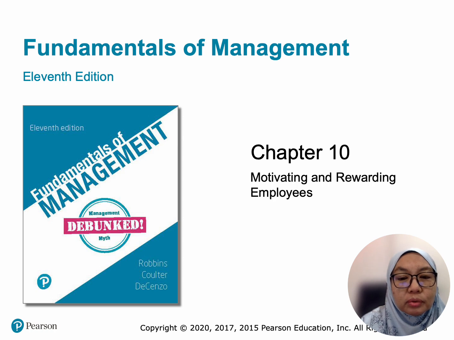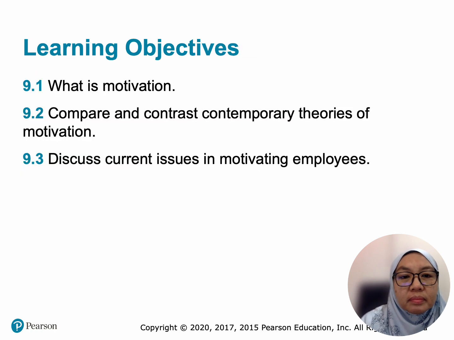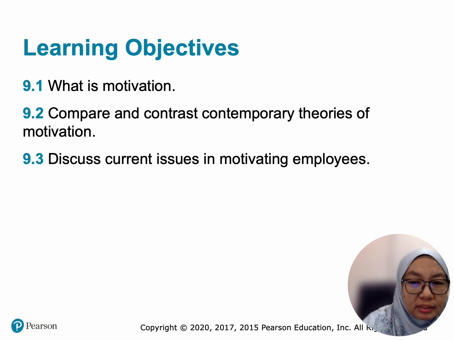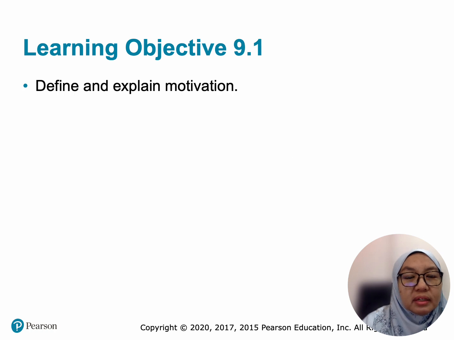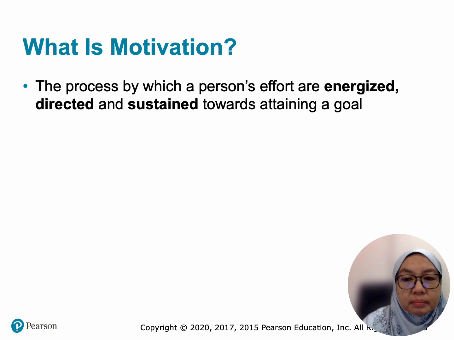So this week we will go to chapter 10, motivating and rewarding employees. In this chapter, there are three objectives that you need to know. The first one is what is motivation. The second one is to compare and contrast contemporary theories of motivation, and finally discuss the current issues in motivating employees. I would like to tell you that in this chapter there are several theories that you need to understand. So we start with defining and explaining what is motivation.